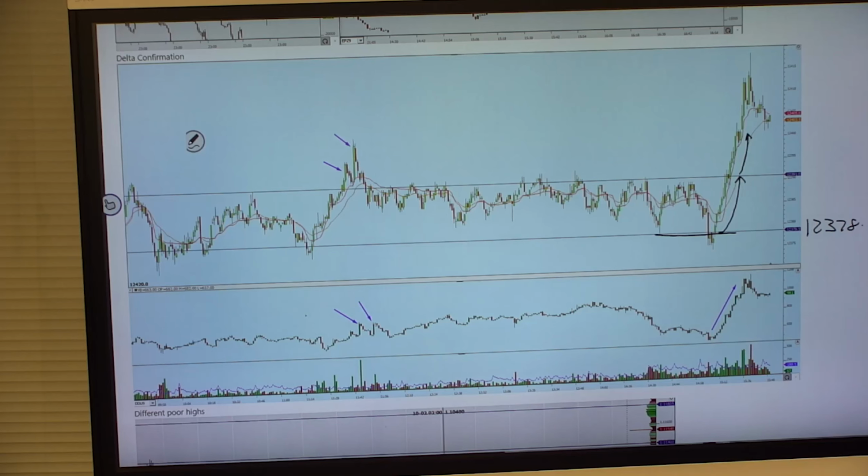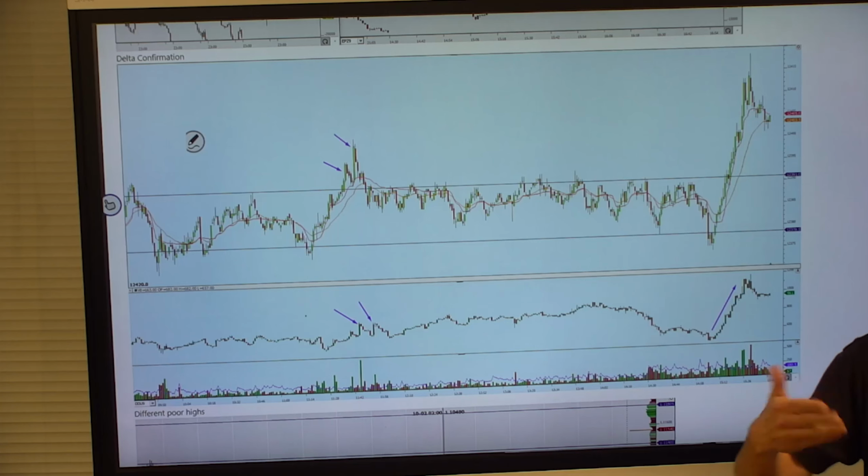So that's how I'd use delta. As I said, there's many other reasons to use it, but the key thing here is it's trying to establish that willingness of people to keep a move going. What you don't want to be doing is getting on a move that no one else believes in. Because if no one else believes in it, no one's going to keep that move going. They're not going to keep that buying going.